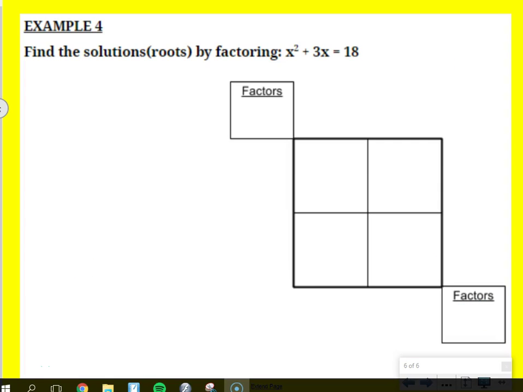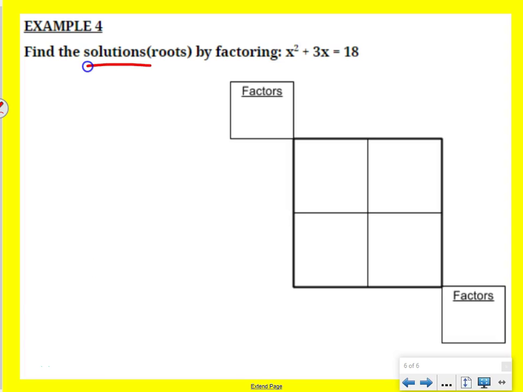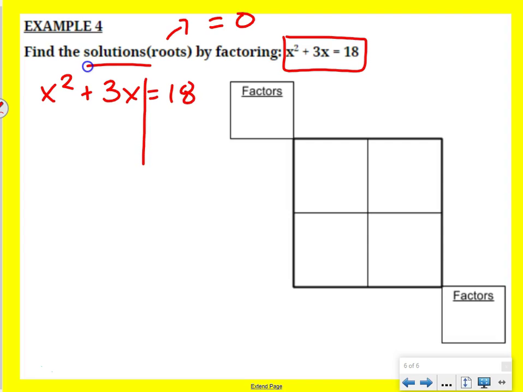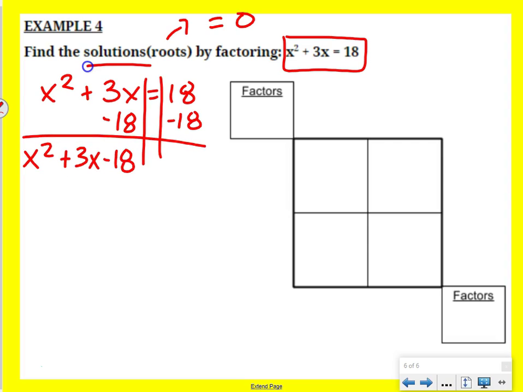One last example. Now this one's just a little different. Find the solutions by factoring this equation. So the solutions or roots is when the equation equals 0. So the first thing we need to do is move that 18 over to the other side to make it equal to 0. So we have x squared plus 3x minus 18 equals 0. Now we want to factor this piece. So we're going to factor it the same way we did the other ones.